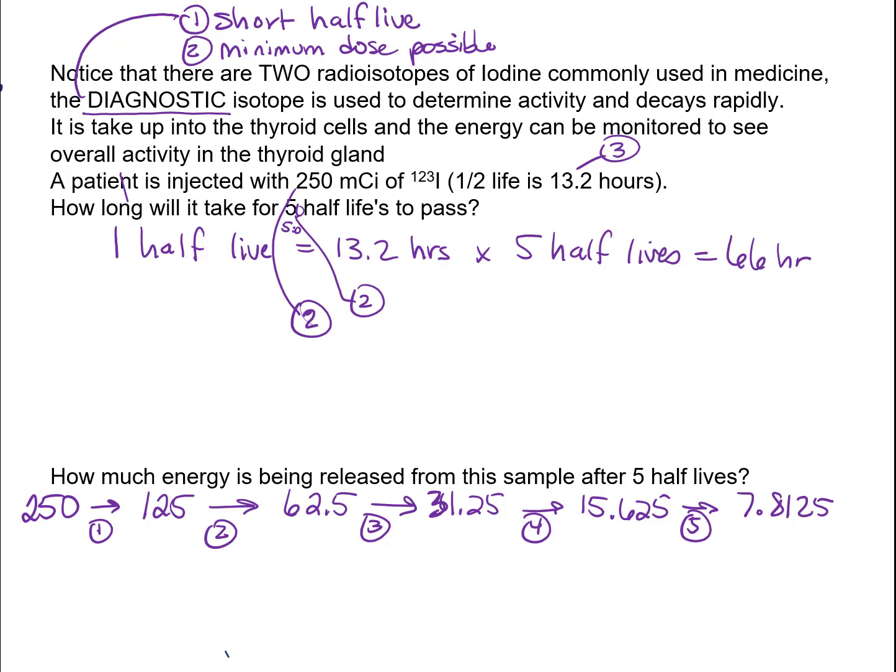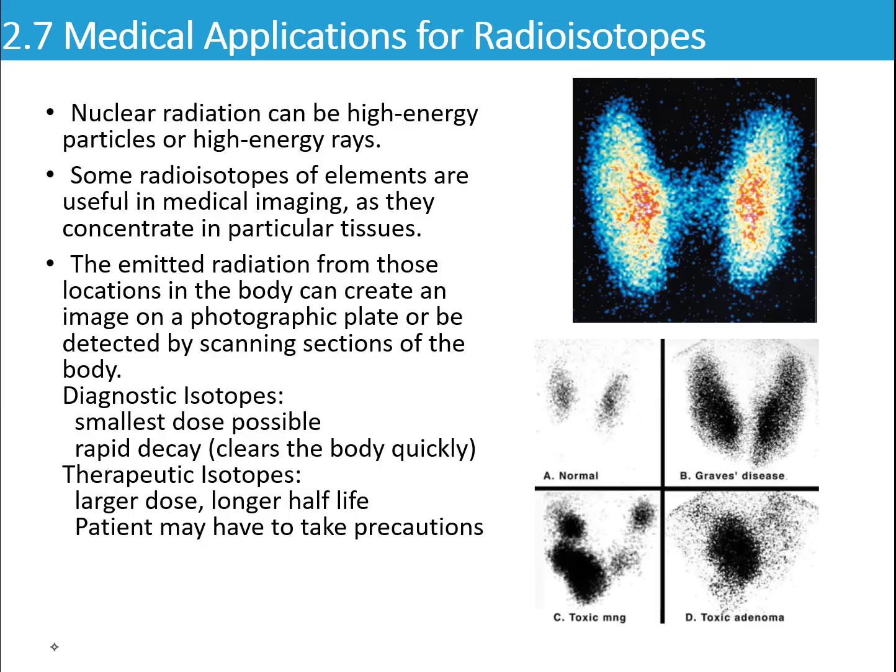So that means I'm going to keep what? So this would be 7.8 millicuries. Okay, so not terrible. So to finish this up, we're going to skip that one.